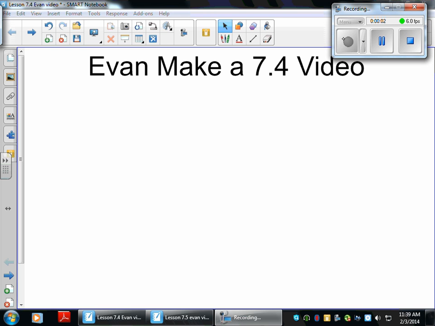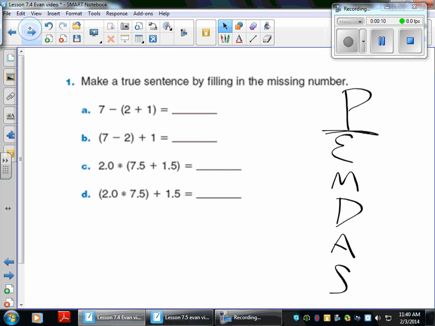All right, hello class. Today for homework, you're going to be working on 7.4 study link having to do with parentheses. So I thought we'd go over some refresher problems and then take a look at the study link together. On this problem right here, we have 7 minus, and in parentheses, 2 plus 1.